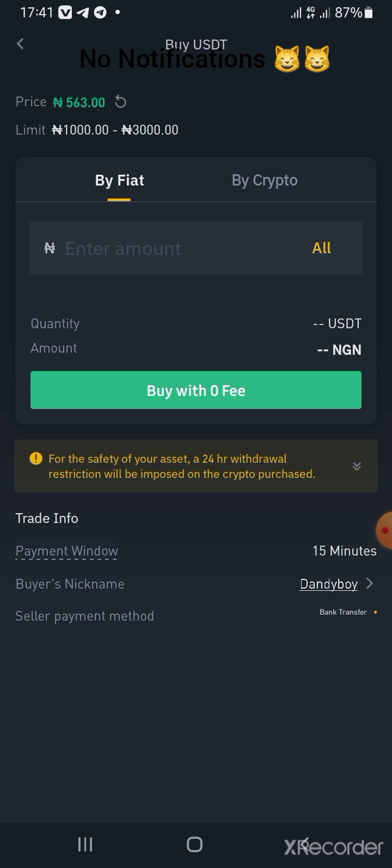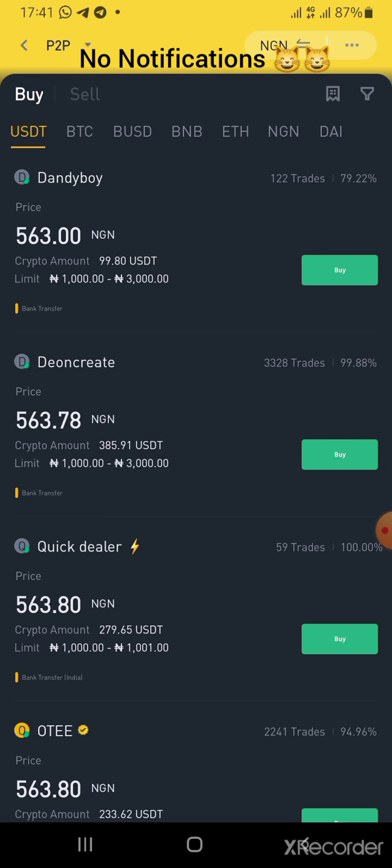The transaction is already open. There's already an open order. So all you need to do is just click on the open order where your transaction is being carried out, and click on payment made. When you click on payment made, the merchant is going to have to confirm it. And after he or she has confirmed it, then the person can now release.